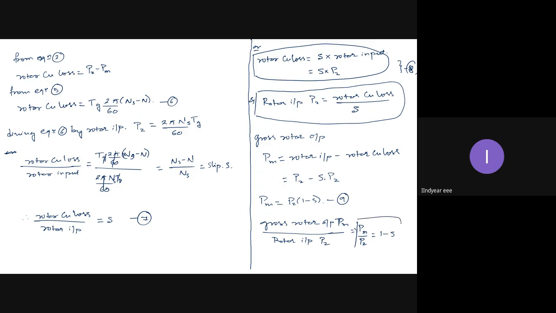This equation is considered as the rotor efficiency, not motor efficiency. Motor efficiency is grand output by grand input. This is gross rotor output by rotor input. Therefore, it is rotor efficiency. Equation 10.